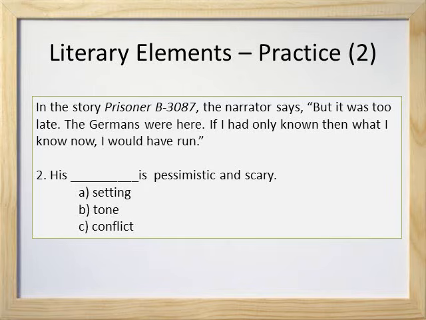In the story Prisoner B3087, the narrator says, "But it was too late. The Germans were here. If I had only known then what I know now, I would have run." Number 2, this what is pessimistic and scary? A. setting, B. tone, or C. conflict.